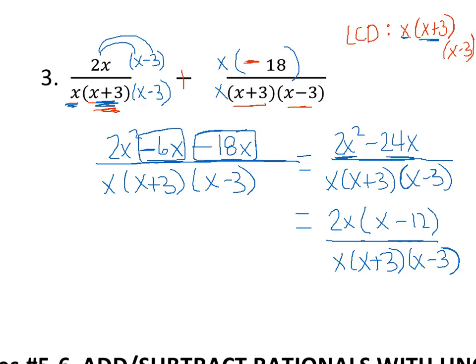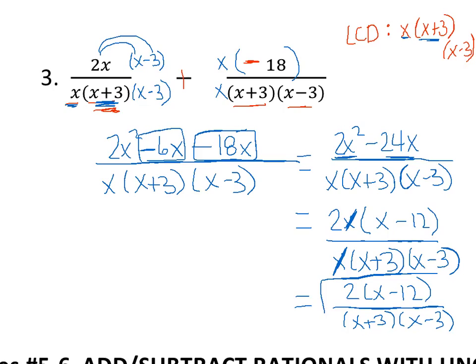Okay, look for any common factors. Well, I don't have a 2 that I could cancel anywhere, but I do have this x, so let's take that x and let's cancel it. And then x minus 12, that's a team. I don't have another x minus 12, so I can't do anything with that there. It looks like this is my final answer. Your final answer is 2 times x minus 12 over x plus 3 times x minus 3. And there you have it.